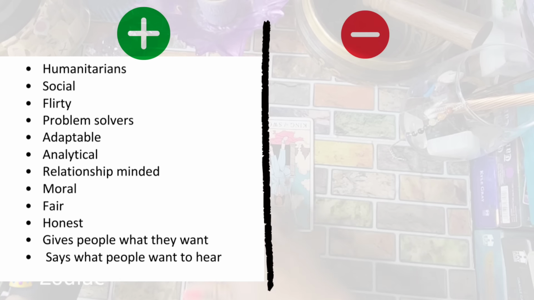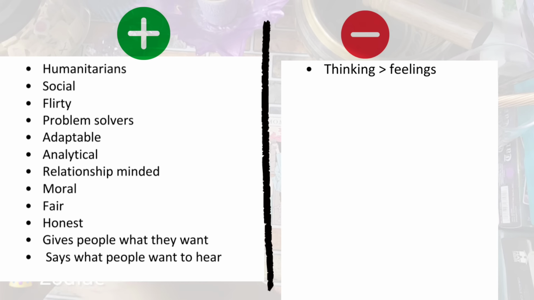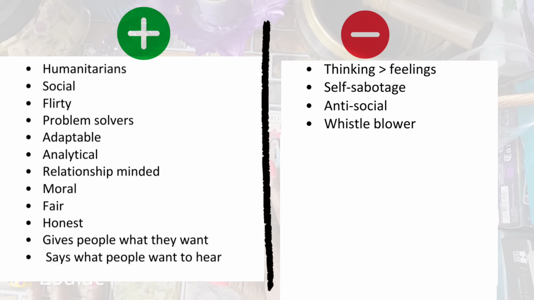But in reverse, they think way too much. They're thinking over feeling. They're not including any emotion. It's just very analytical and almost robotic. That brings on self-sabotage a lot of times with the air signs. Self-sabotage. They could be antisocial. They could be whistleblowers. Definitely the whistleblower. If there's a whistleblower amongst the group, it's probably an air sign.